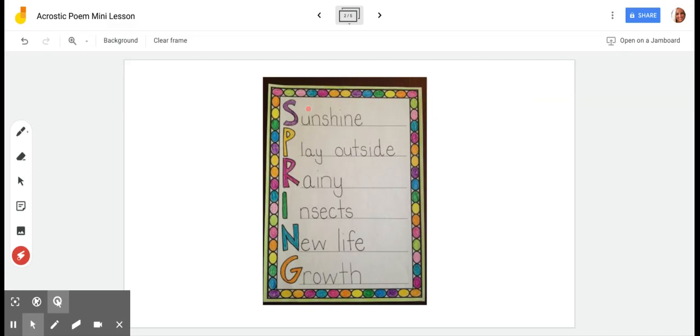So the author of this poem came up with words that reminded him or her of spring, like sunshine, playing outside. It rains a lot in the spring, and rain brings new life and growth of flowers and plants. And we can also see a lot of the insects emerging from winter. Let's look at another example.